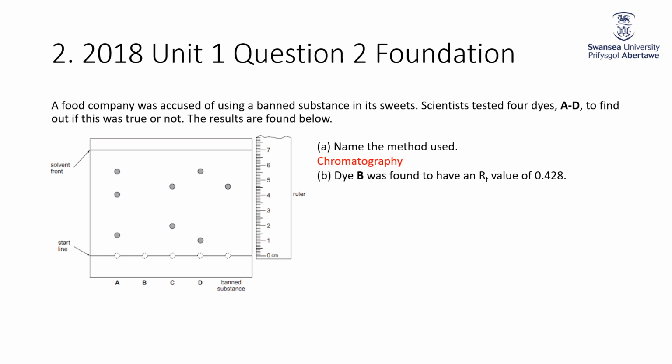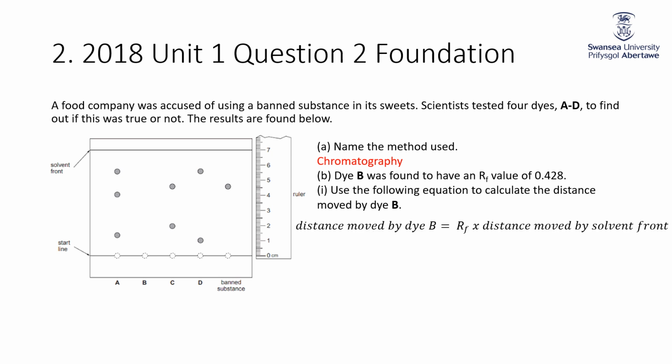Dye B was found to have an Rf value of 0.428. Using the following equation to calculate the distance moved by dye B. So this is a simple plug the numbers in to get the answer. So 0.428 times 7, 7 being the solvent front, which we can see using the ruler that was provided, to get the distance moved by B as 2.996 centimeters.